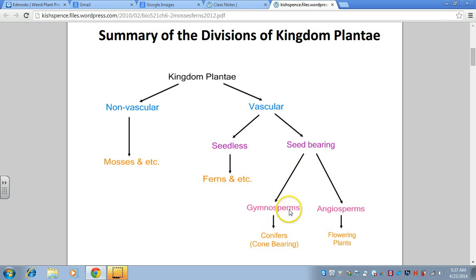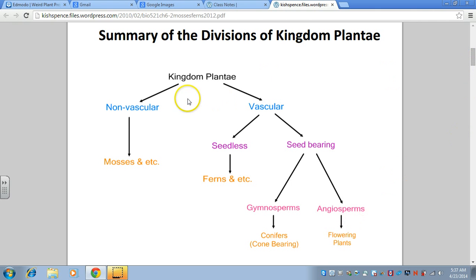Now, sperm means seed. So gymno means naked. So these ones have no protective fleshy coating or vessel that surrounds the seed directly. They include conifers and cycads and ginkgos. And they tend to bear cones that hold their seeds. The angiosperms, on the other hand, angio means vessel, so these ones have a protective vessel around the seed. And so they are the flowering plants that produce a fruit.